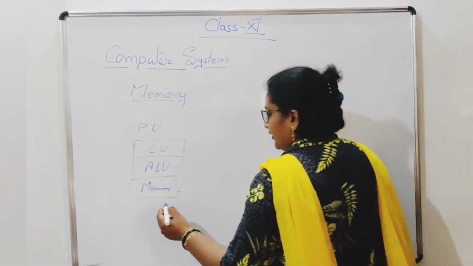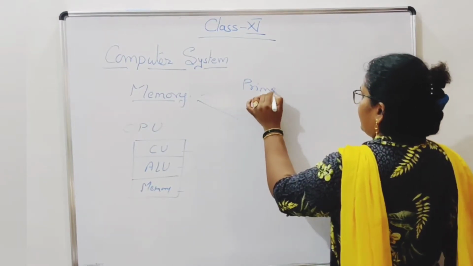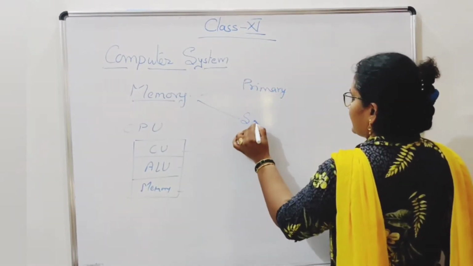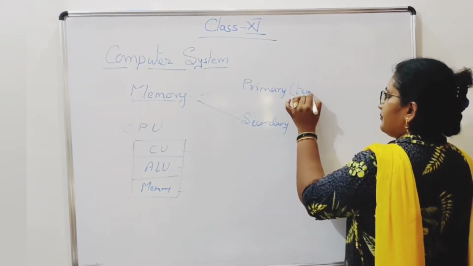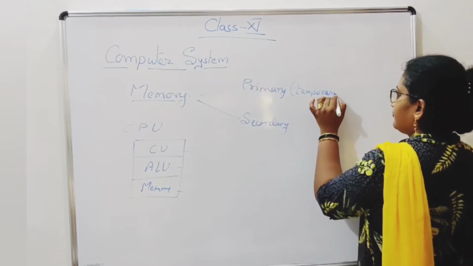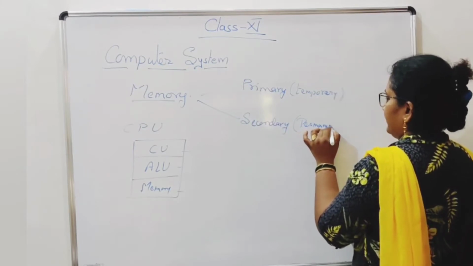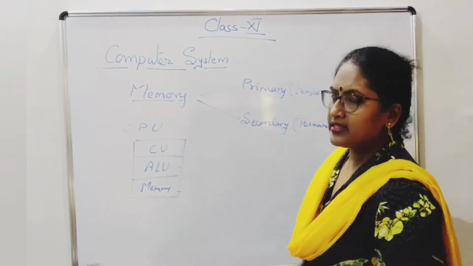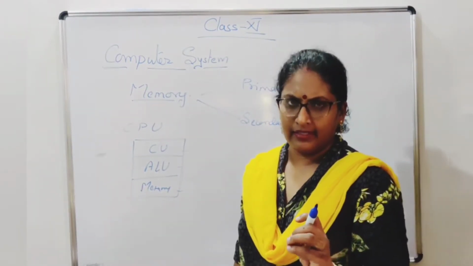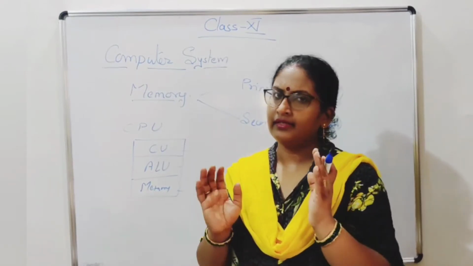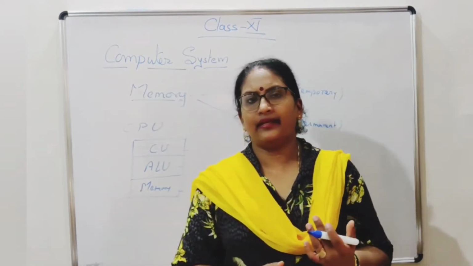Memory, and that day also I told, memory is of two types. One is primary memory and second one is your secondary memory. Okay, primary memory is known as temporary memory. Secondary memory is known as your permanent memory. Okay, so primary memory, this memory is having data for a short period of time. Until and unless you save it, it is stored in the primary memory. As you save the file, it comes to your secondary memory.